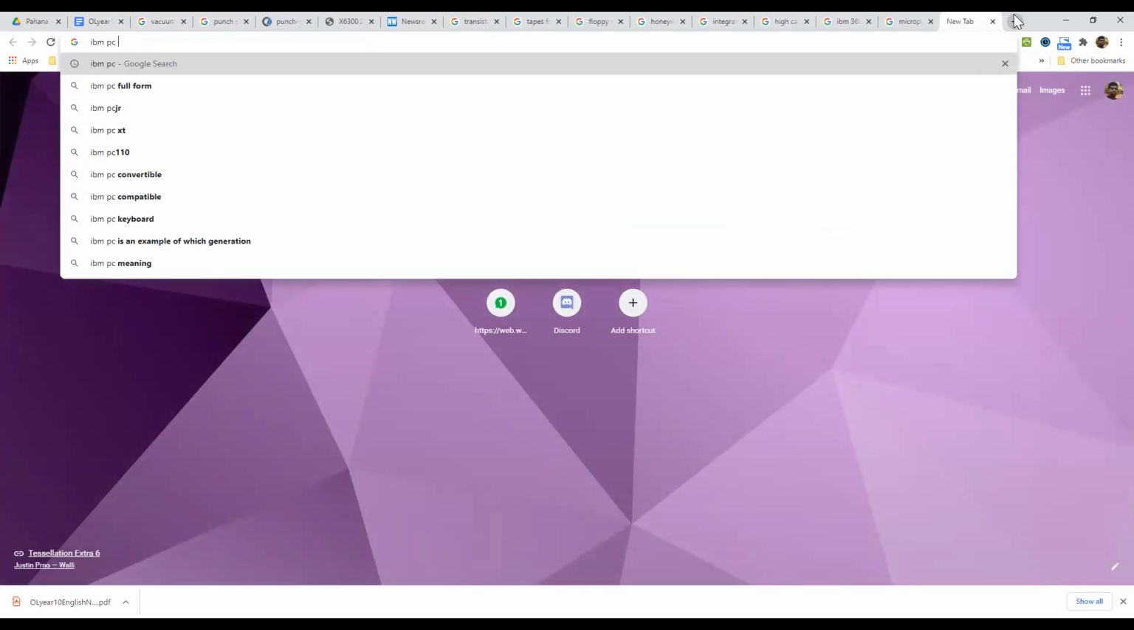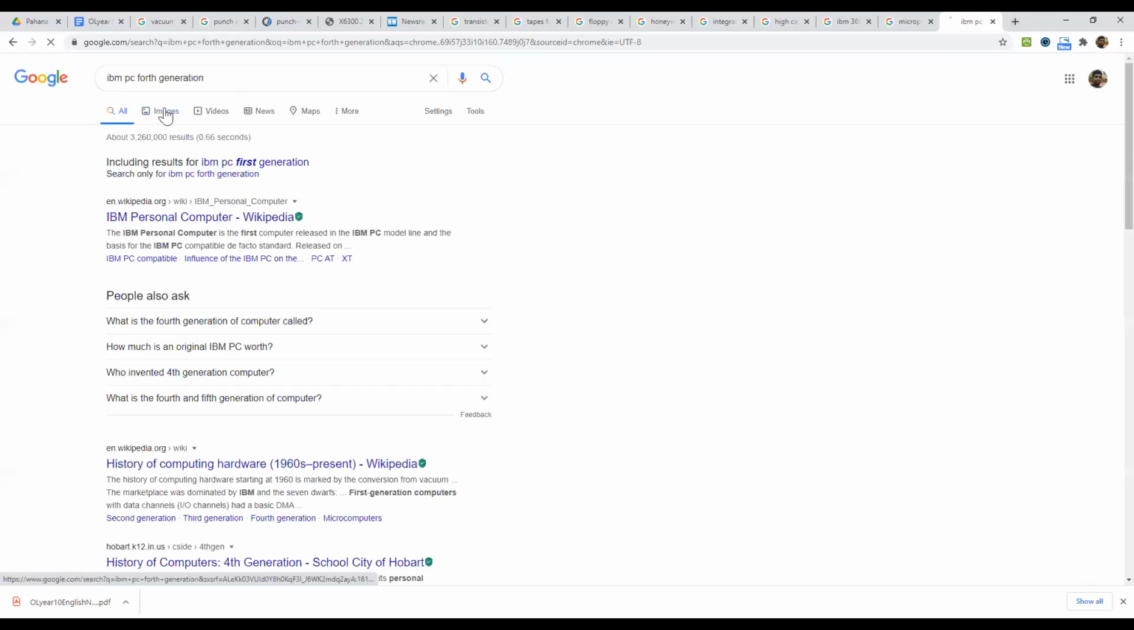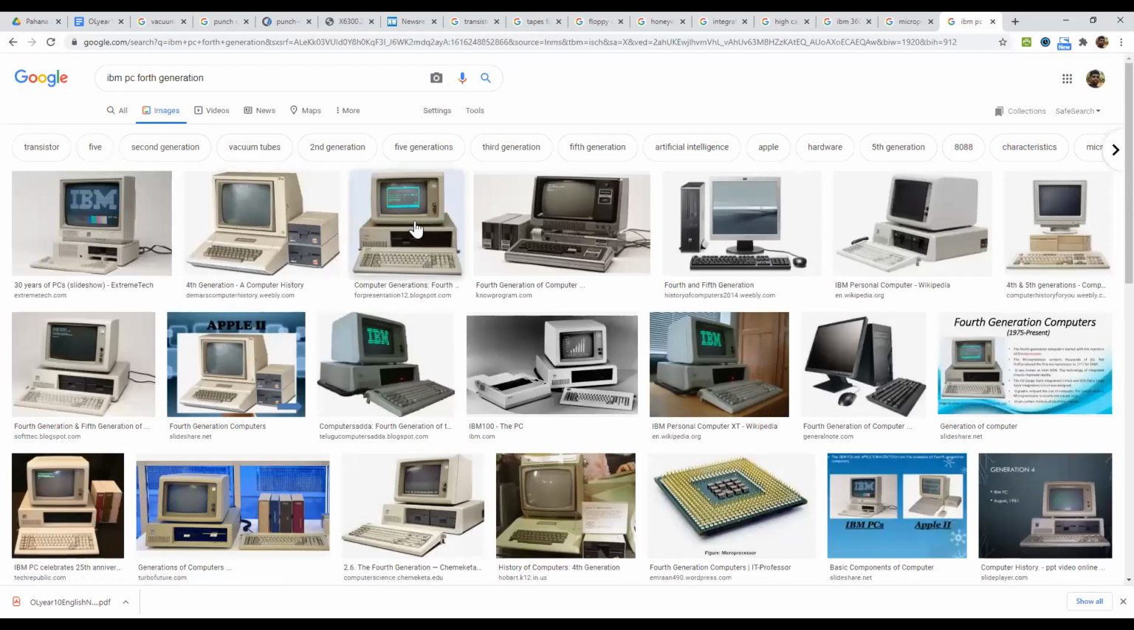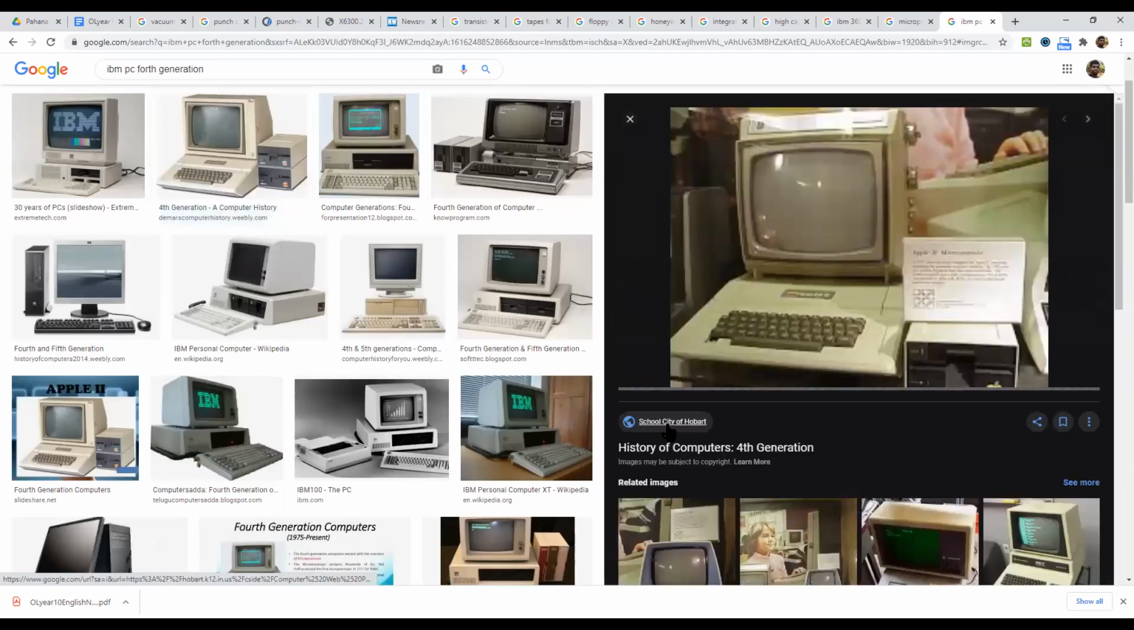So the IBM PC is one of the examples. Something similar to this, right? So fourth generation computers were quite similar to this. The monitor is like a TV at that time, and the keyboard is also quite large, and floppy disks, you can put them in here. So that's what we call fourth generation computers, right?